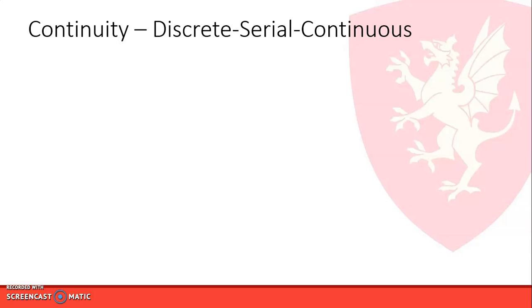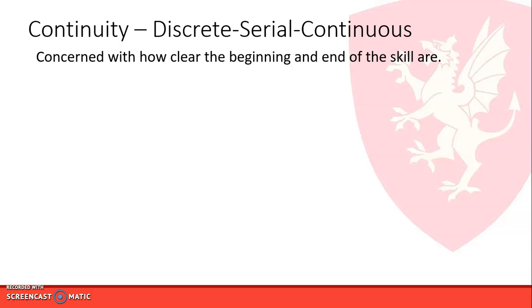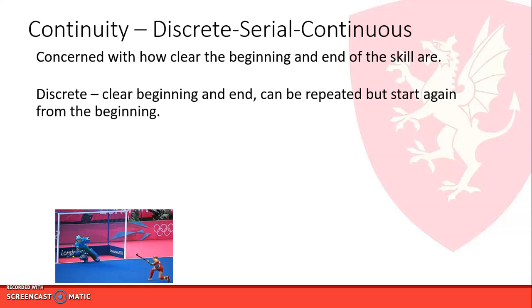So one of the last ones to go through is around continuity. There are three different types in terms of where we can put it on the continuum. This is to do with how clear the beginning and end of the skill are. Discrete skills are where there's a clear beginning and end. The skill can be repeated, but it has to start again.